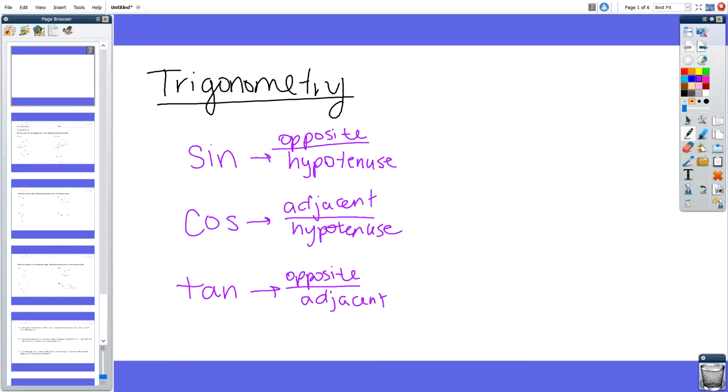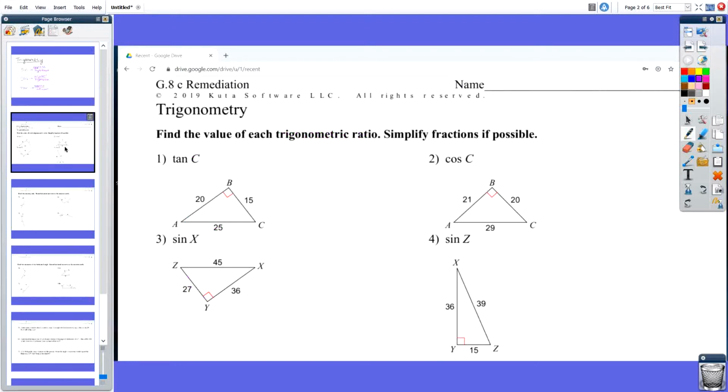adjacent side. So for each one of these problems from the remediation assignment, we'll be going over the steps for each one of these so you can see how these ratios are used. So the first thing that we are going to do is just find the value of different trigonometric ratios. From this section, we'll be doing number 1 and number 4.